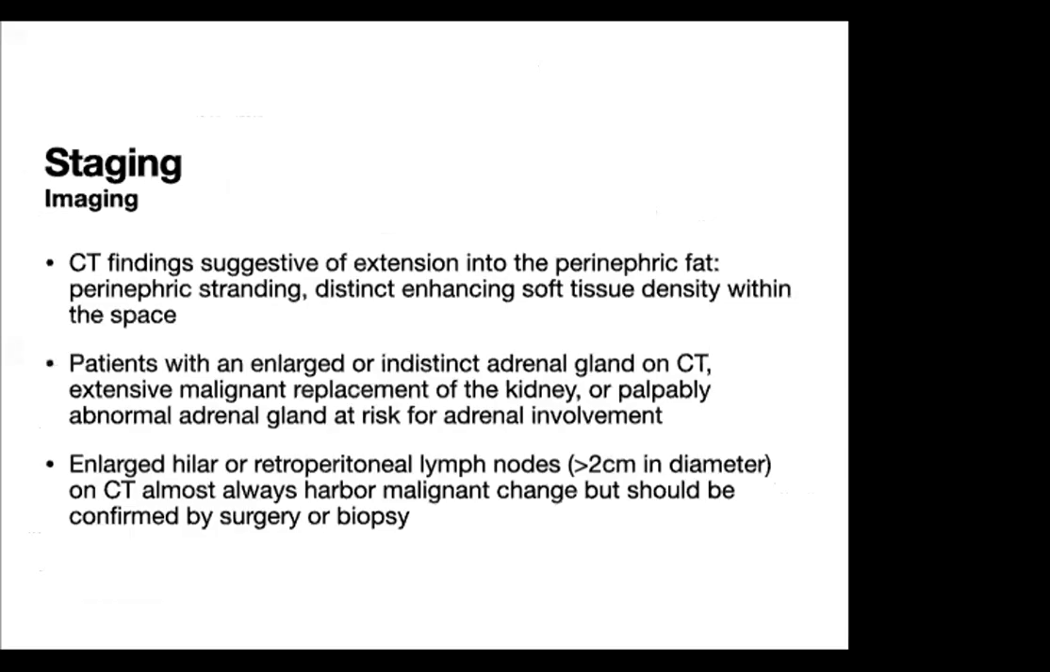So, in terms of imaging for staging, CT findings suggestive of extension into the perinephric fat include perinephric stranding and distinct enhancing soft tissue density within the space. Patients with an enlarged or indistinct adrenal gland on CT, extensive malignant replacement of the kidney, or a palpably abnormal adrenal gland are at risk for adrenal involvement. Enlarged hilar or retroperitoneal lymph nodes, or those greater than 2 cm in diameter on CT, almost always harbor malignant change but should be confirmed by surgery or biopsy.